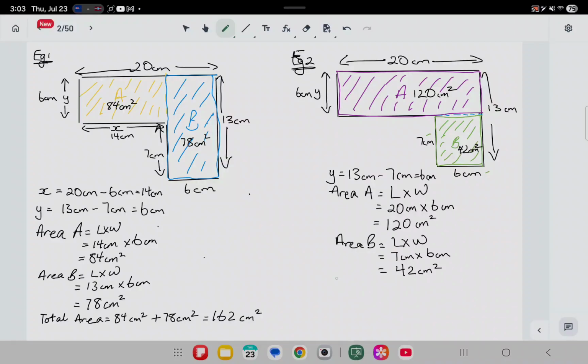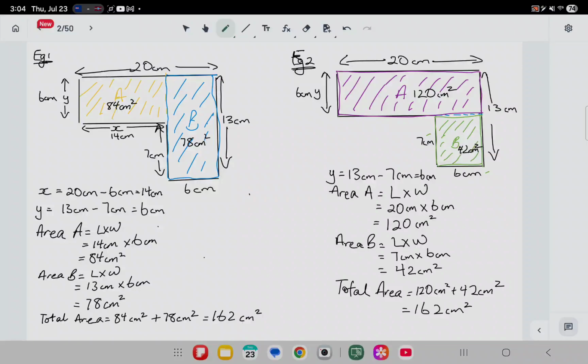So to calculate the total area, all we need to do is to add up the area of both shapes, which is 120 centimeters squared, add 42 centimeters squared, and that will give us 162 centimeters squared. So the total area for this shape is 162 centimeters squared.